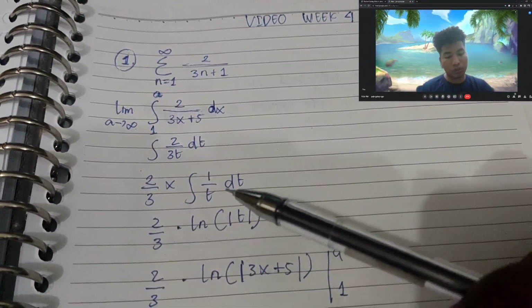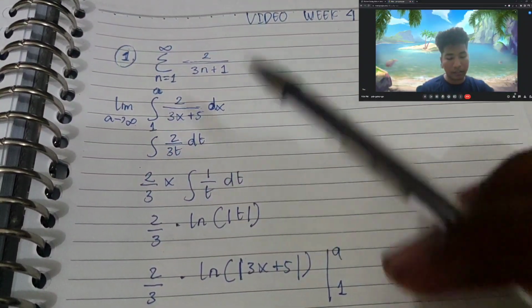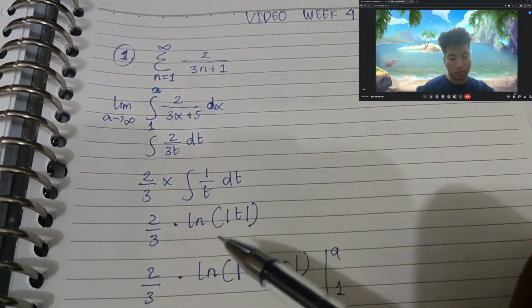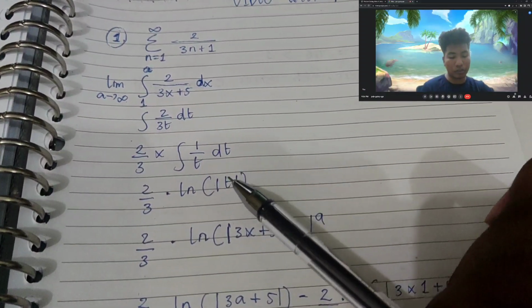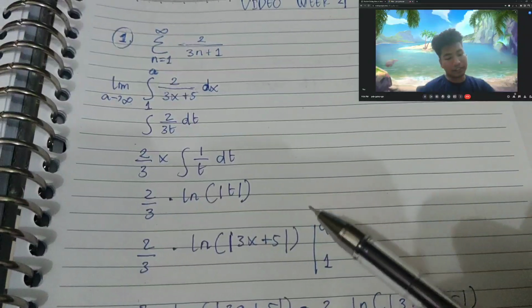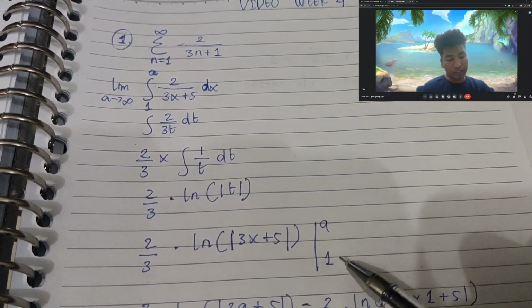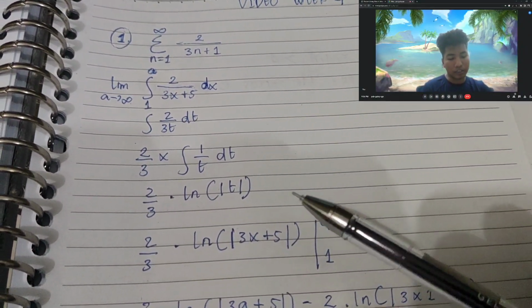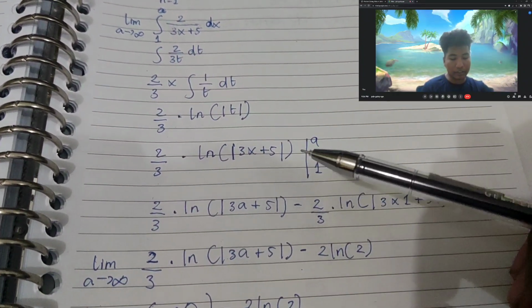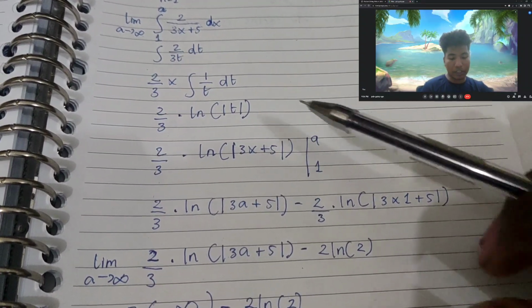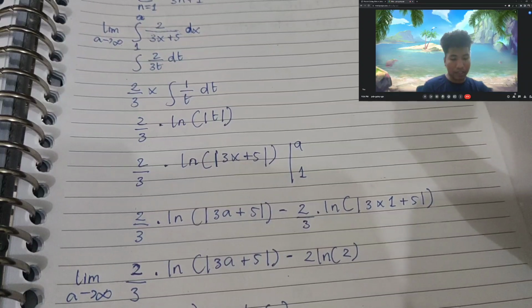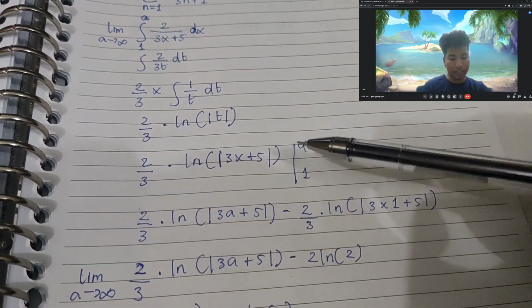We know that anything of the form 1 over something gives ln, right? So the integral of 1 over t dt is equal to ln of the absolute value of t. And we put the limit here from 1 to a. Therefore we have 2 over 3 times ln of the absolute value of 3x plus 5. We return the value of t, which is 3x plus 5.